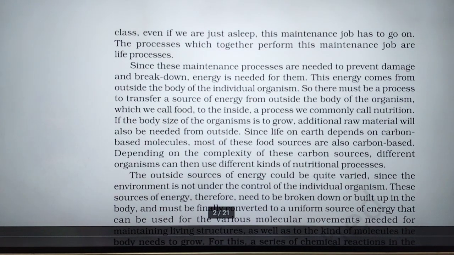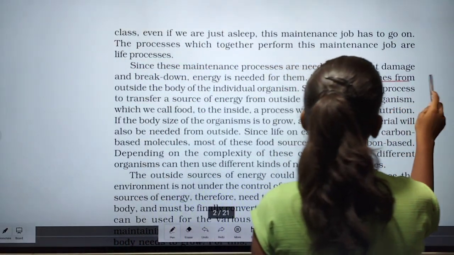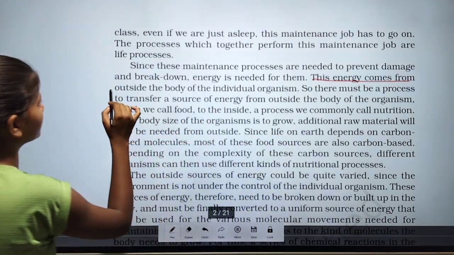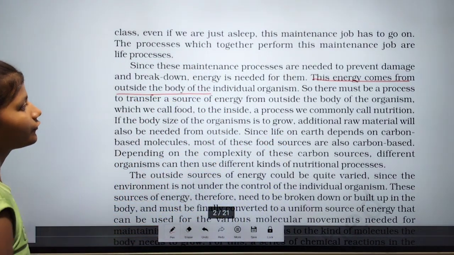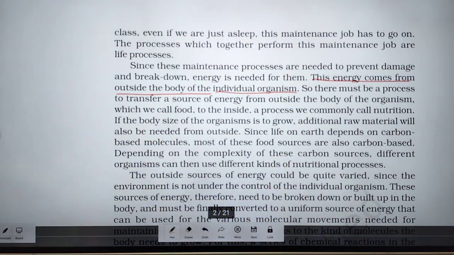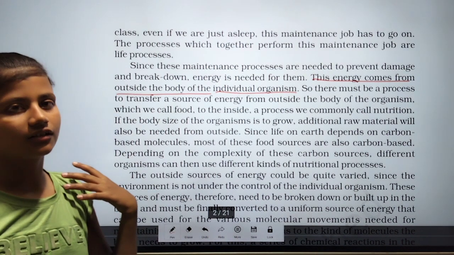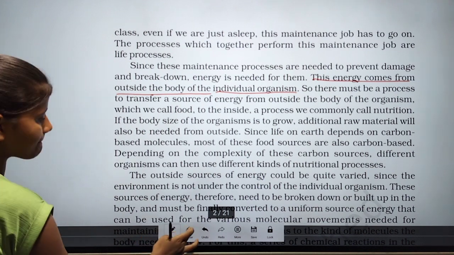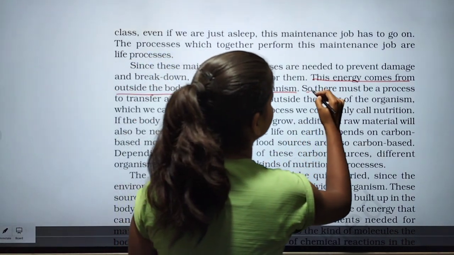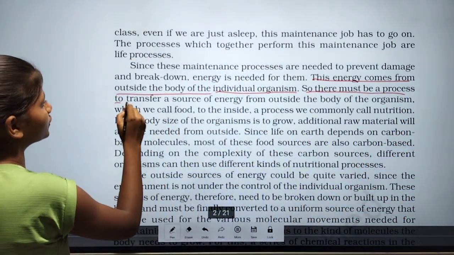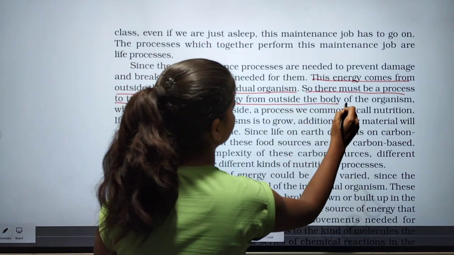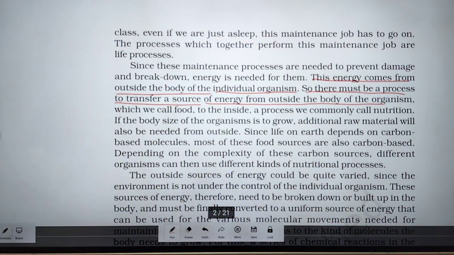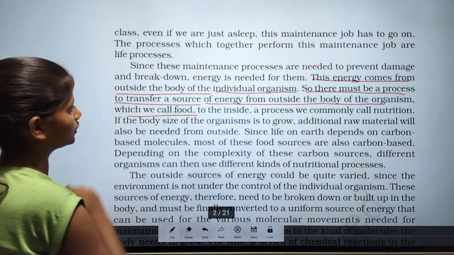This energy comes from outside the body of the individual organism. Like food, which we take in from outside the body. So there must be a process to transfer a source of energy from outside the body of the organism, which we call food.